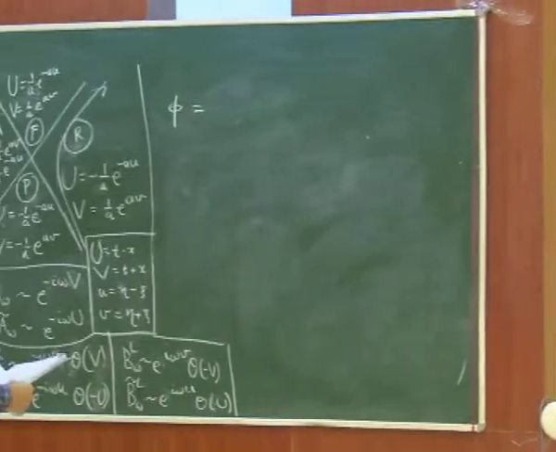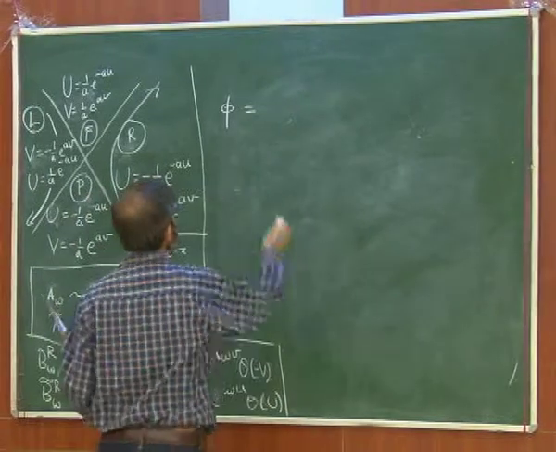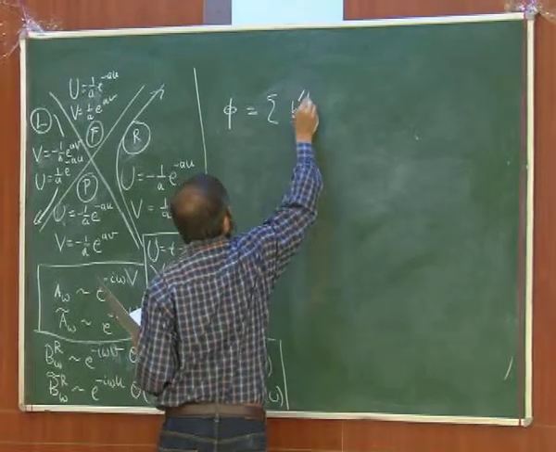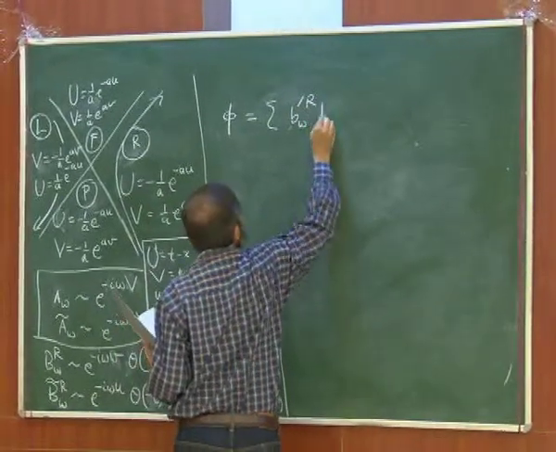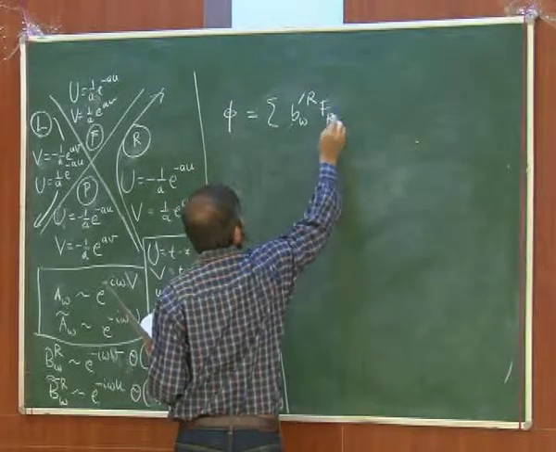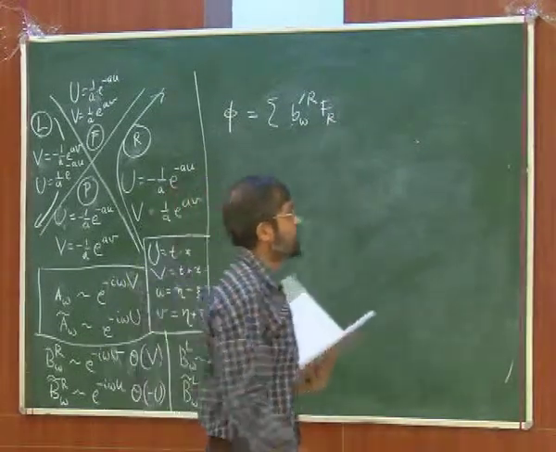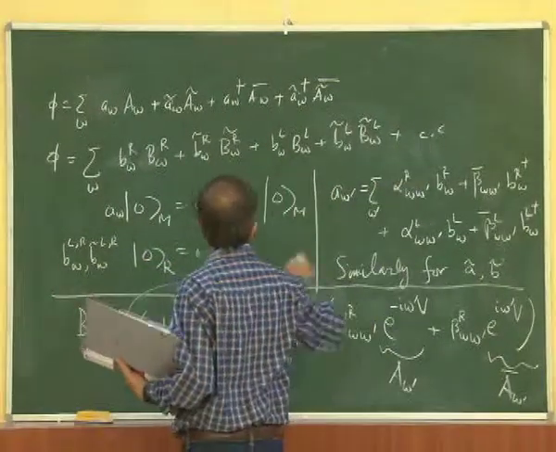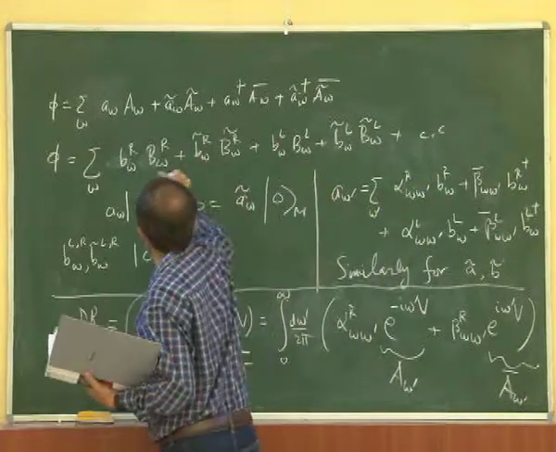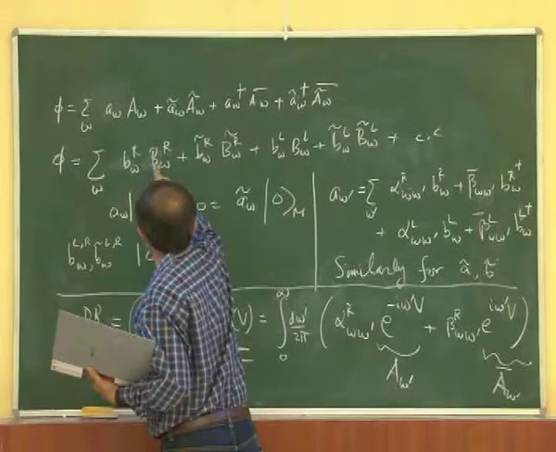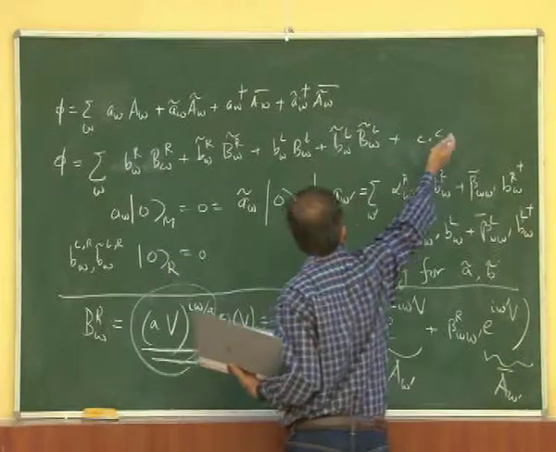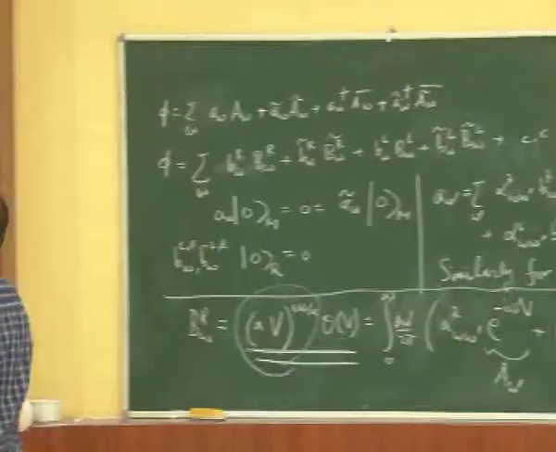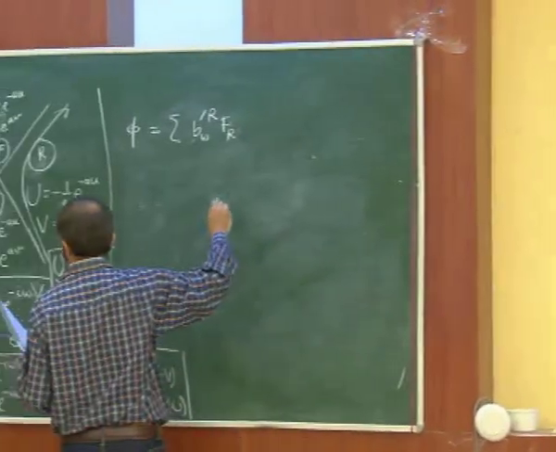So let me shuffle the mode expansions a little bit, in which I write these guys. I had the original mode expansion in terms of the B modes and their complex conjugates. Now I'll take a little bit from here and combine the B R omega with the B L bar omega, etc., to arrive at a mode expansion which is this.